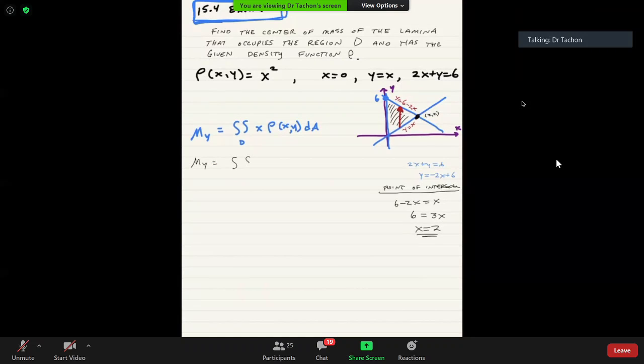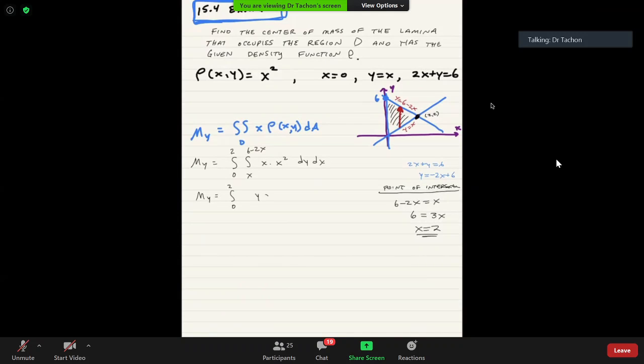So you set up your double integral. It's going to be x times x squared, so x, the distance from the y-axis, times the density, dy dx. You've already seen this on previous pages. Let's go from x to 6 minus 2x, and then from 0 to 2. You've already seen how those were set up. So integrate with respect to y first. We'll take care of the 0 to 2 in a moment.